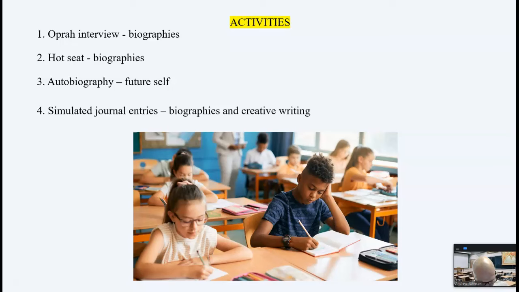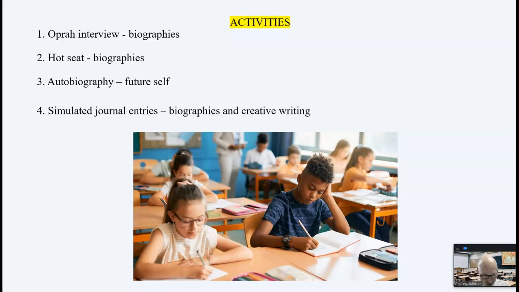The Oprah interviews, where this works with biographies. After doing research, one person takes the Oprah role and interviews the other person. You can have a lot of fun with this. This can be done in a small group or as part of a large group, kind of a creative, dramatic sort of thing.